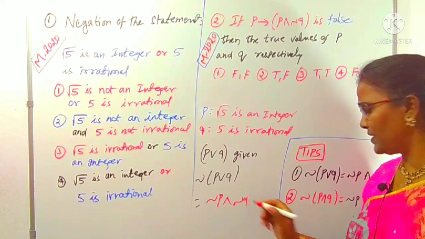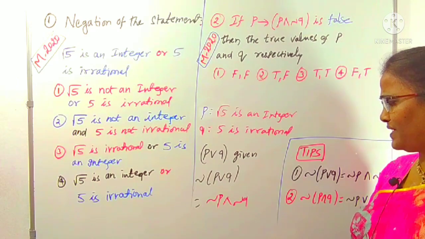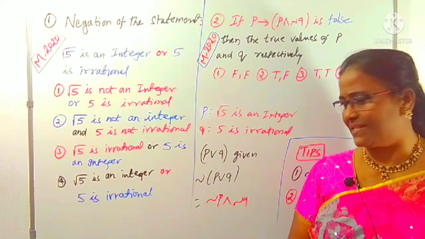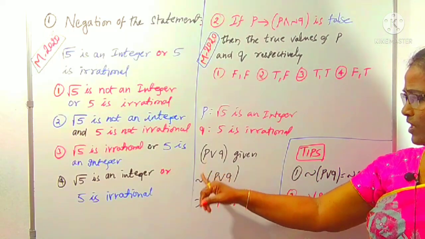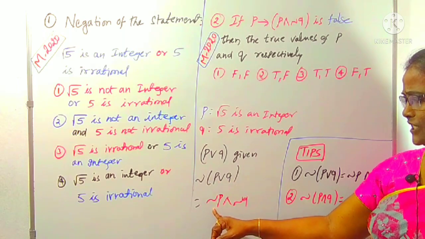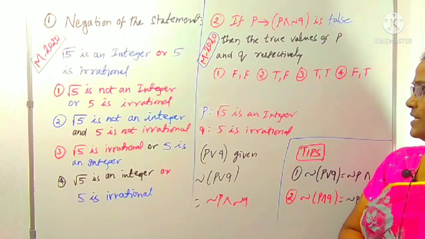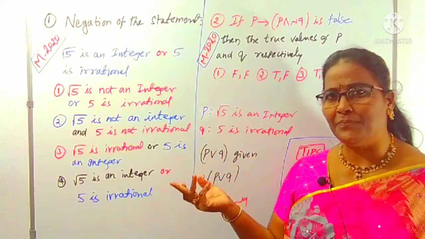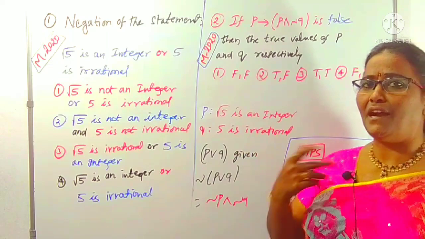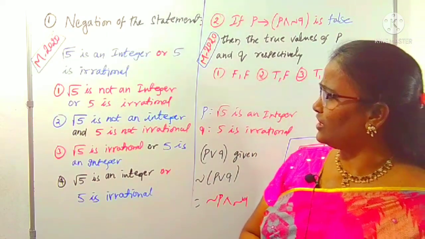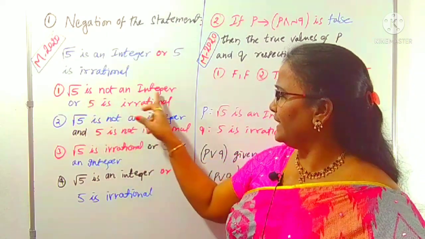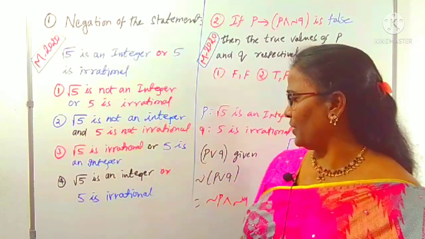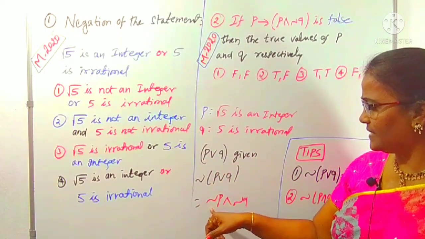You have to know the names also. I said names and symbols are very important here. Nothing to worry. Just follow the various names and the various symbols. That's it. So we want the negation of P or Q, means negation P and negation Q. What is the negation of P? P is: root 5 is an integer. Its negation: root 5 is not an integer. Root 5 is not an integer is there in the first option, and in the second option also.